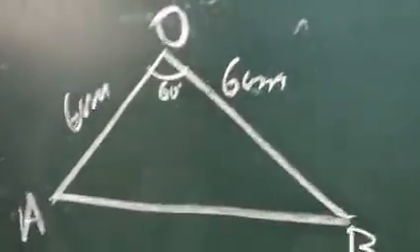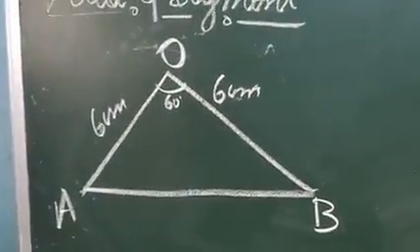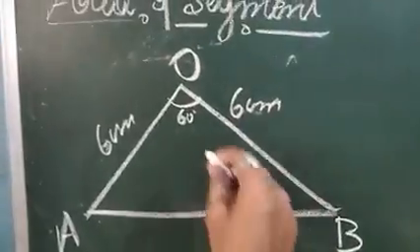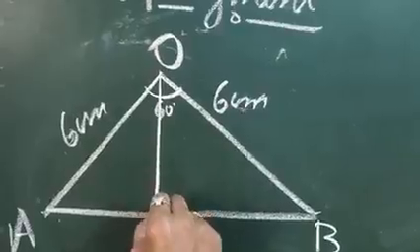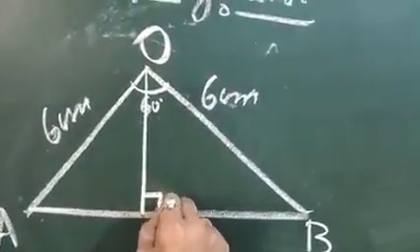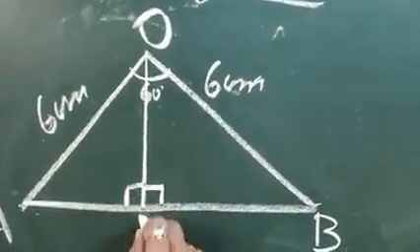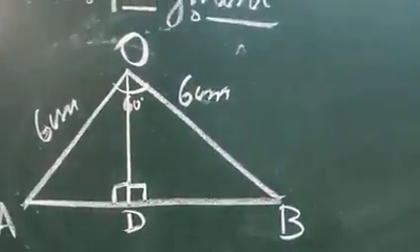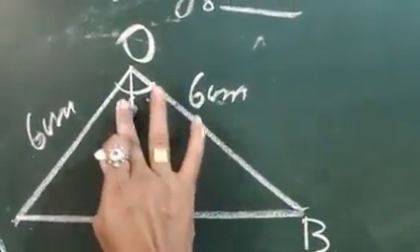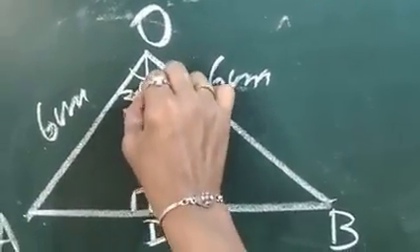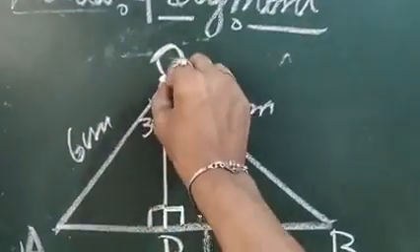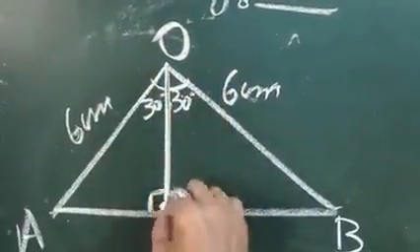Right, I drew that diagram, the OAB triangle. Now here I am going to draw one perpendicular, because I should know the height of the triangle. Perpendicular means 90 degrees. OD is perpendicular, and this becomes 30 degrees. In an isosceles triangle, the perpendicular drawn bisects the angle.